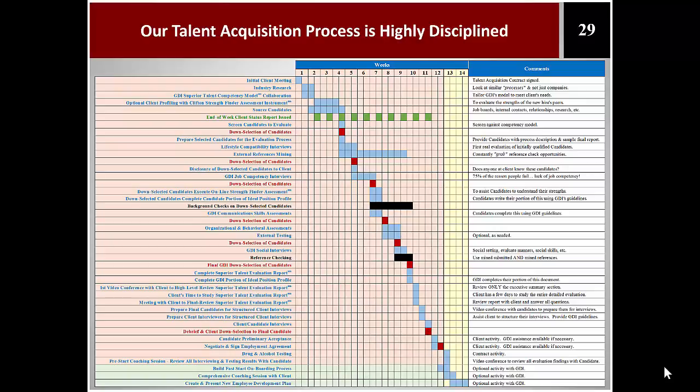So our process is a highly organized, highly disciplined process. It's designed to find even the toughest of candidates to fill the toughest of positions in 90 days. We've done it faster than that, but the standard plan says, let's do it in 90 days. And that's important to us.